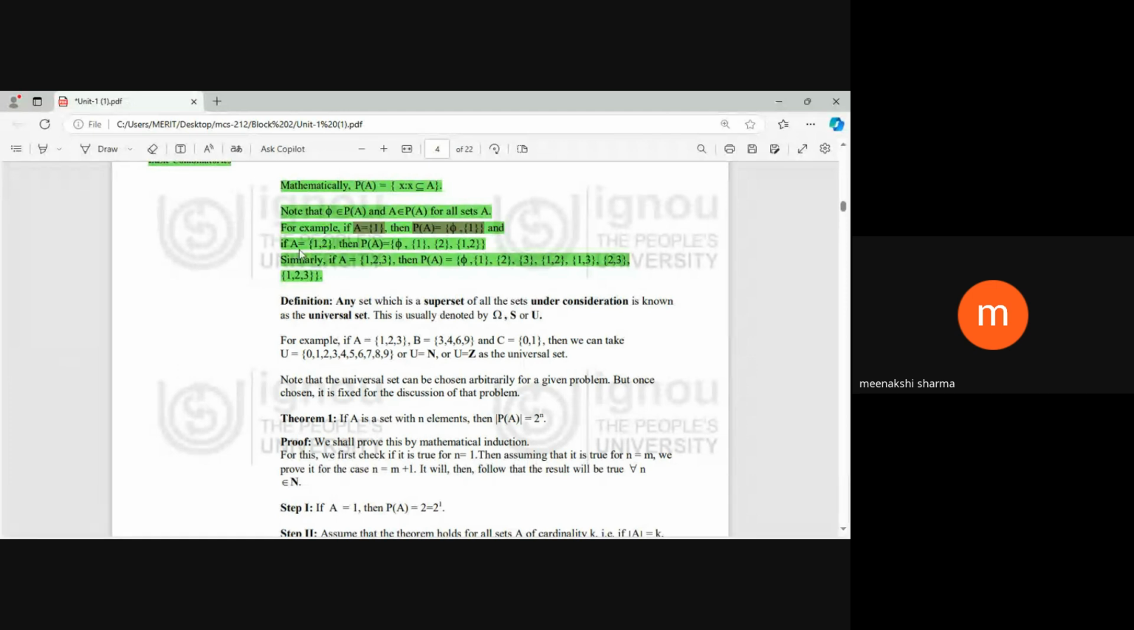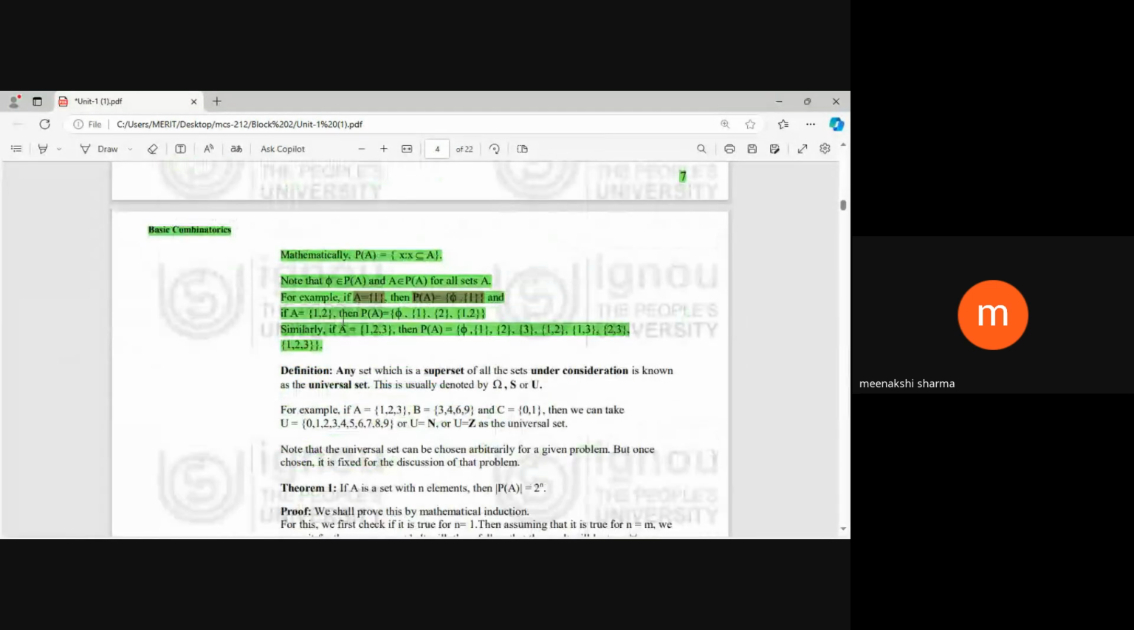And another one. A has two elements, 1 and 2, and the power set of A is this: the empty set, {1} separately, {2} separately, and even {1, 2} is also a separate subset. It's called the power set of A.